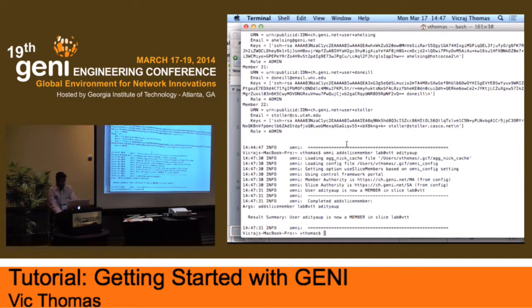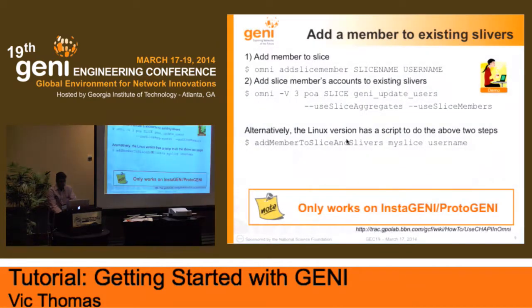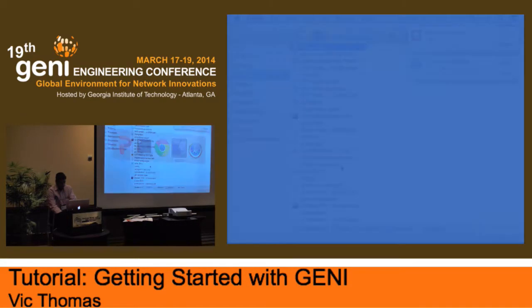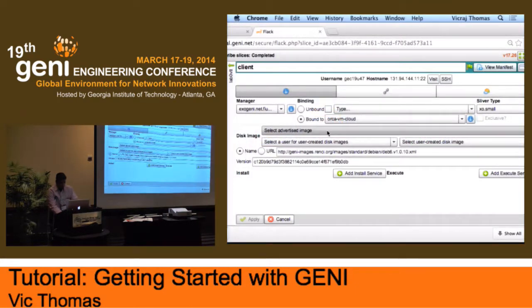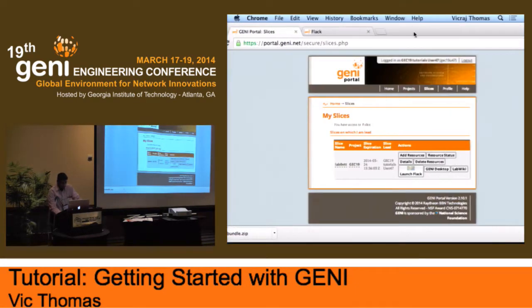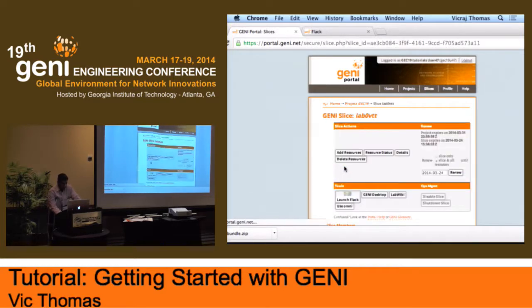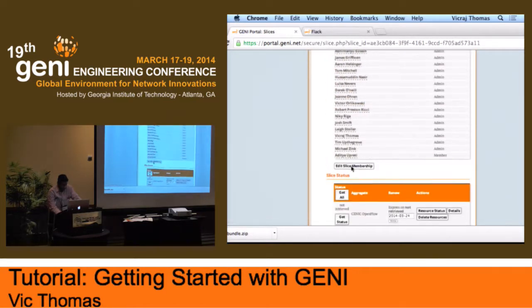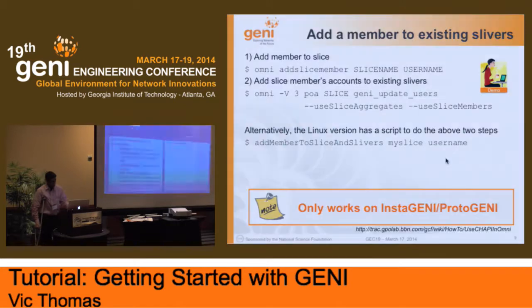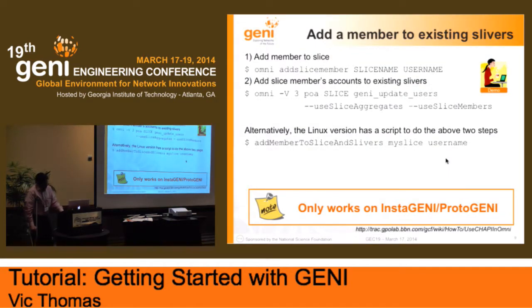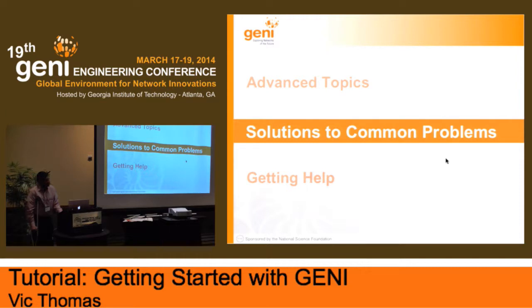I could list slice members, or I could go to the GENI portal and go to my slices. Oops, I'm already there. And I'm going to select the slice and see if you get listed there. There you are, Aditya. Yep. So you're a member of my slice. And I could make you an admin. I can edit slice membership and make you an admin. I'm not going to do that since I don't know you well enough. But so there you go. So these are handy things to have when you're working with a group.